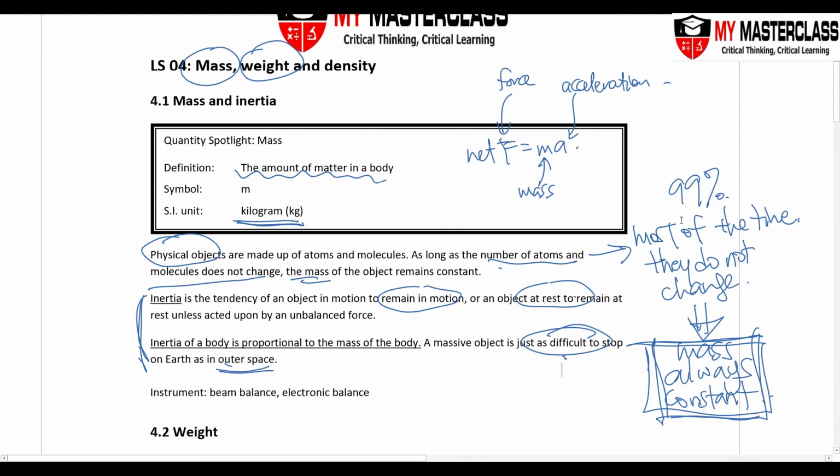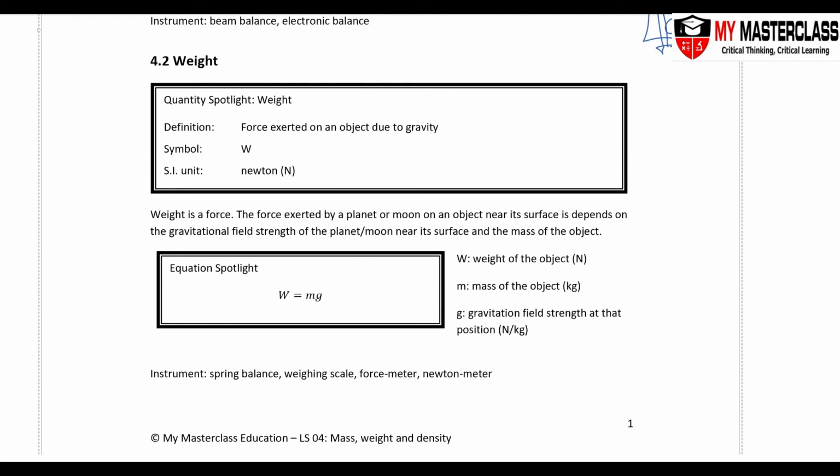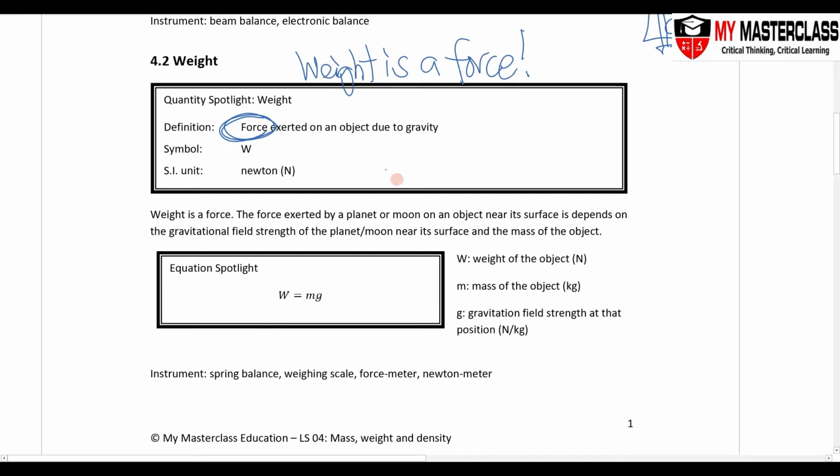Next, we go on to weight. Weight, on the other hand, is a force. Let me write it out so that you remember. Weight is a force. What is this force? This force is exerted on an object due to gravity, and of course, only planets have a gravity big enough to be appreciated. So when a planet pulls an object, the pull is weight. Weight is not due to the object itself.